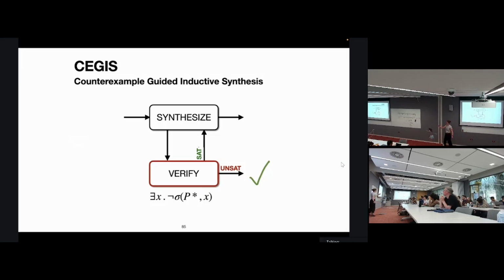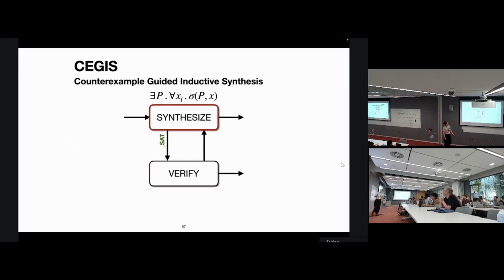And that means I'm going to flip around the specification, and I'm going to say, does there exist an X such that the negation of the formula is true, assuming I have substituted in my implementation for P into the formula. So my implementation here is P star. If it says unsat, then I'm done. I can just return my program. There were no counterexamples. Great, perfect. If it says sat, it gives me a counterexample.